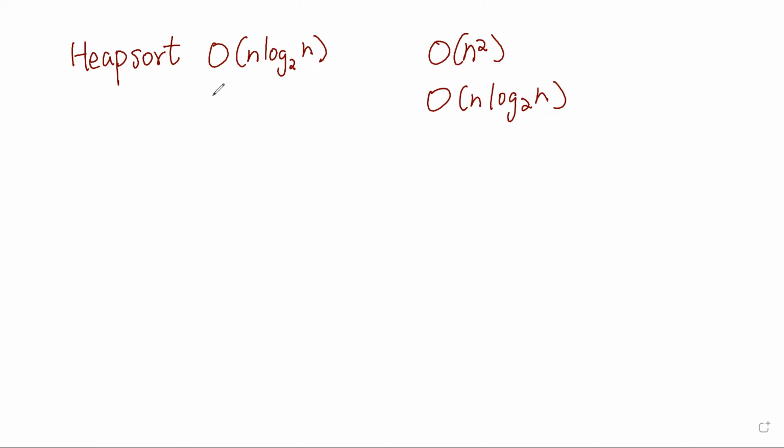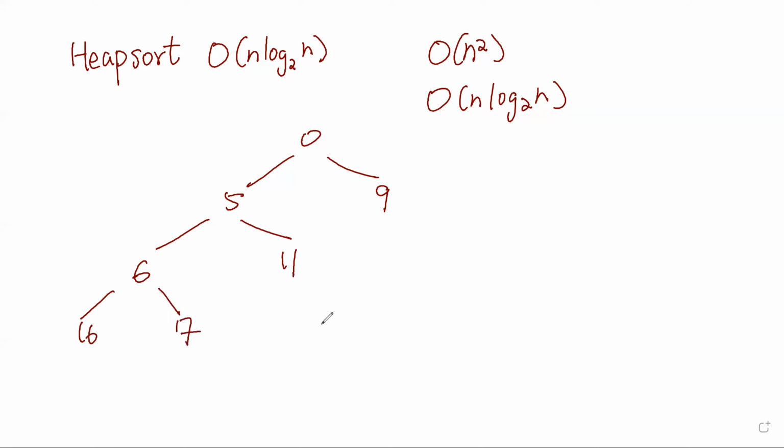So let's still take a look at a previous example. Okay, so we have this tree built. 0, then 5, and here we have 9. And then we have 6. We have 11. And we have 16. We have 7. And over here we have 20 and 25.